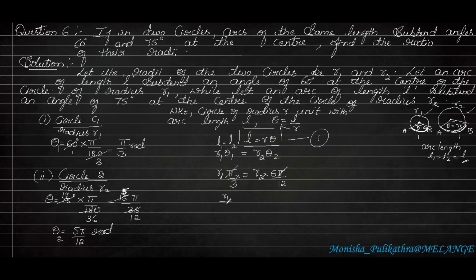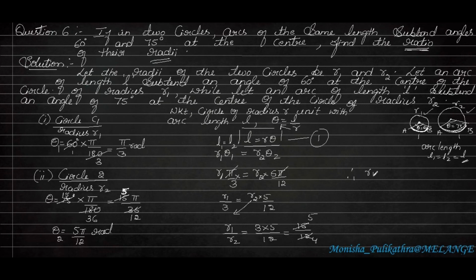So remaining is R1 by 3 is equal to R2 into 5 by 12. Now we have to take the ratio. Here in the question they have asked us to find out the ratio of the radii. Ratio means I will be taking R2 in the denominator. So it will become R1 by R2 and I will be shifting 3 to this side. So 3 into 5 divided by 12. So it becomes 3 5s are 15 by 12. So 3 5s are 15 and 3 4s are 12.